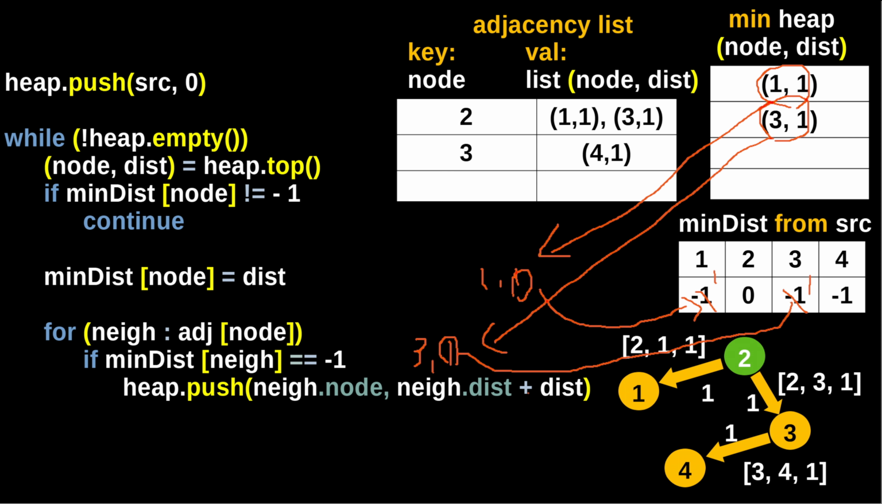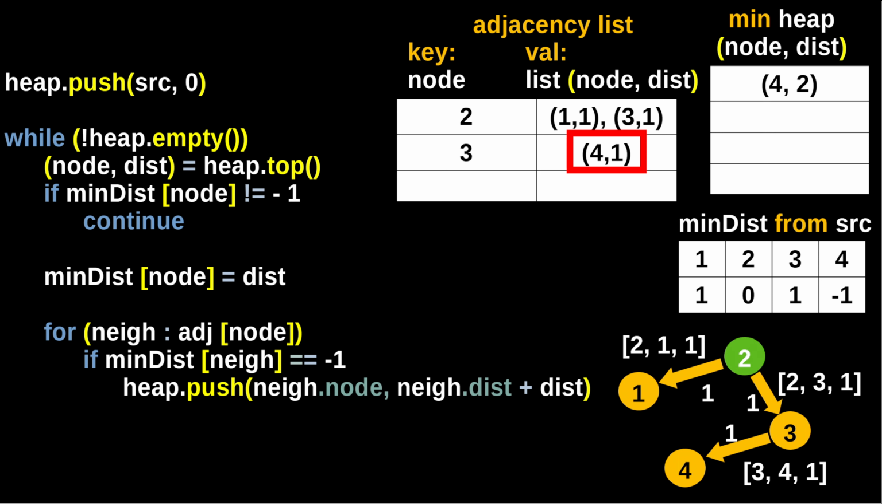The node 3 does have a neighbor, and that is 4. We make a tuple with node 4 and put that on the heap. The distance between 3 to 4 is 1. But again, we are looking for the cumulative distance between 4 to the source node. So we add up the 1 here, and also the minimum distance from the source node to 3 is 1. So 1 plus 1 is 2. So we put the tuple 4, 2 onto the heap.